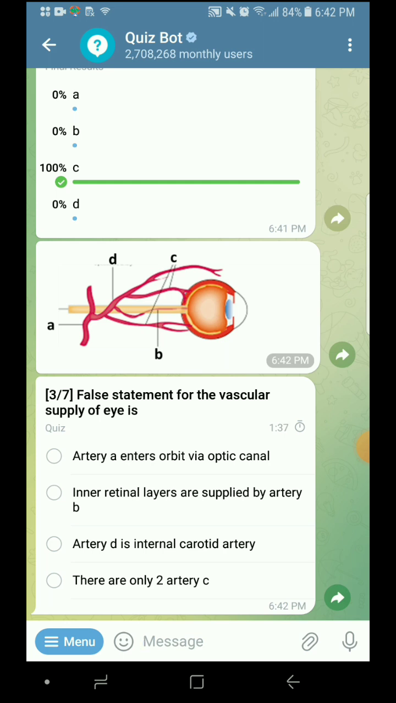artery. So the false statement is that artery A, the internal carotid, enters via the optic canal. That is wrong. B is true. The central retinal artery supplies the inner 6 layers of the retina. A is the internal carotid artery, I told you, and there are only 2 long posterior ciliary arteries.